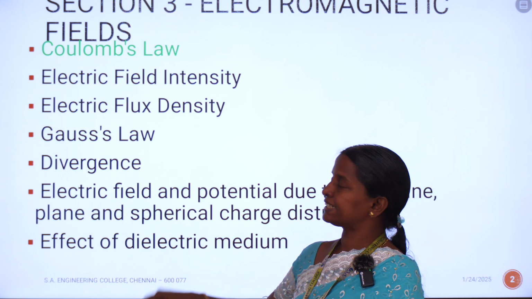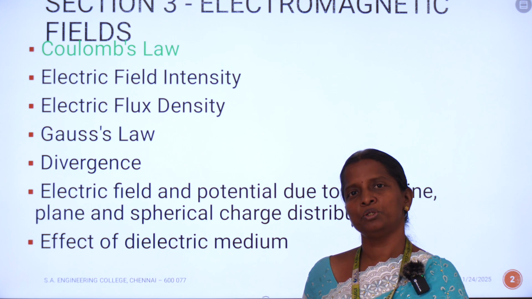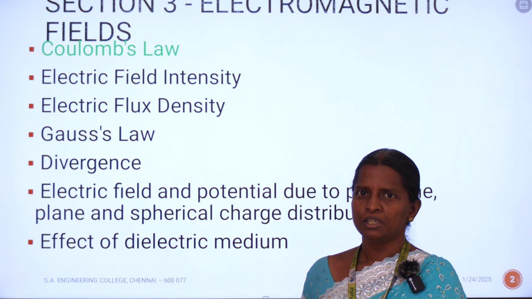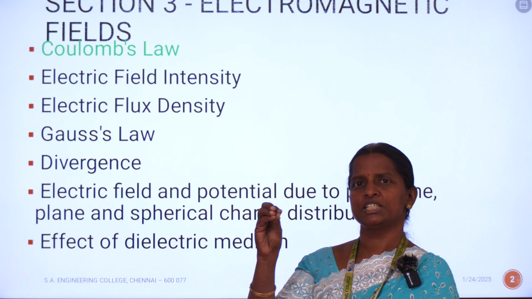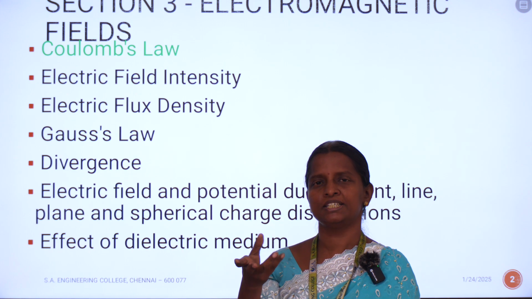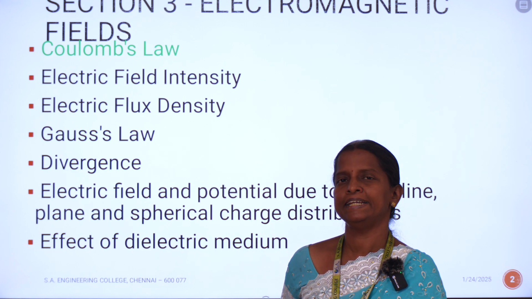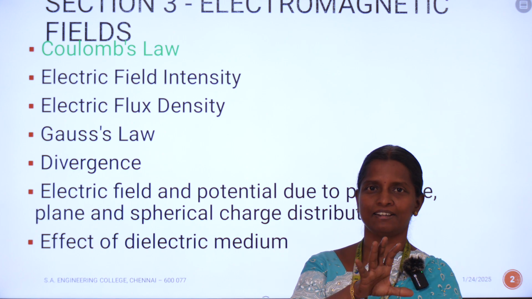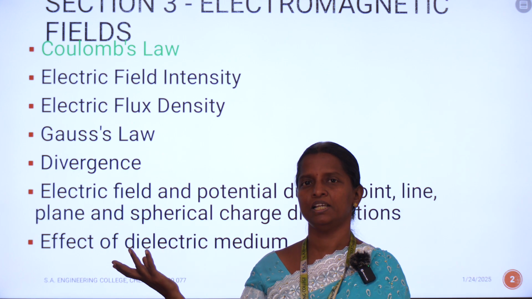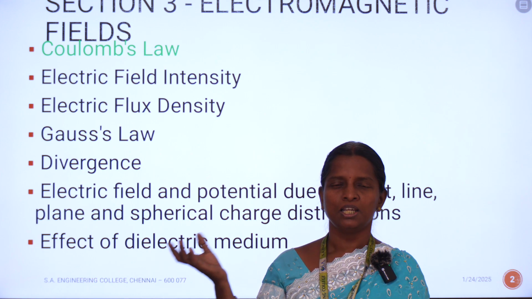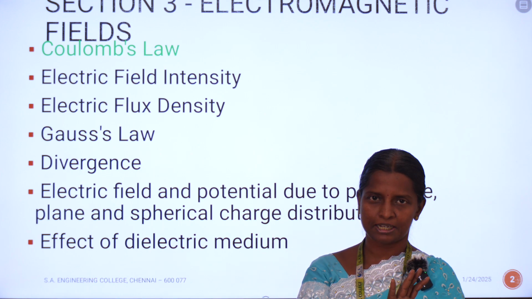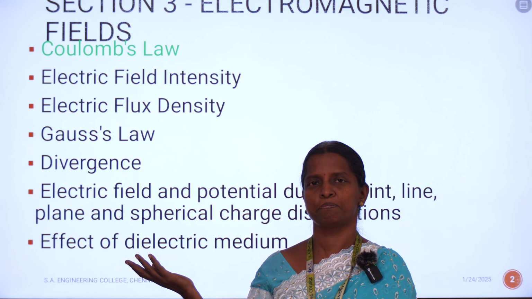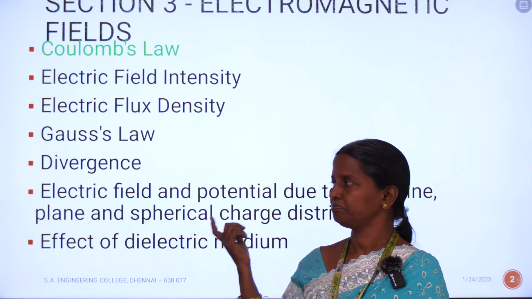The next one is electric flux density. We know very well what a density is. You can take any physical quantity per unit volume, and it is given by the density. So here also, if it is an electric field, it is electric flux density. If it is a magnetic field, it is magnetic flux density. Electric flux density is represented by D, and magnetic flux density is represented by B.